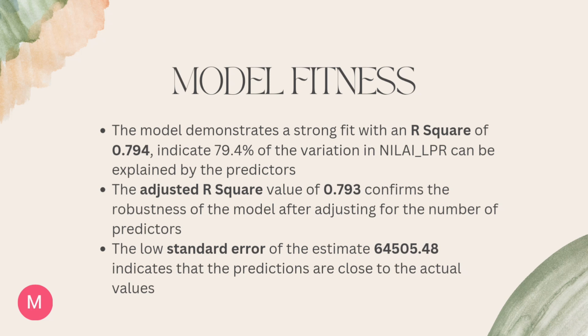After that, the adjusted R square value is 0.793, which confirms the robustness of the model after adjusting for the number of predictors. The standard error is estimated at 64505.48, which indicates that the predictions are close to the actual value.